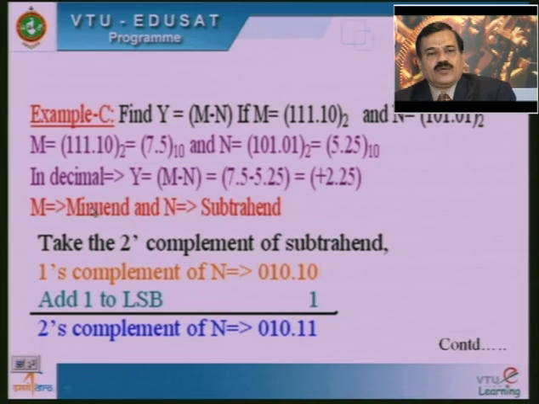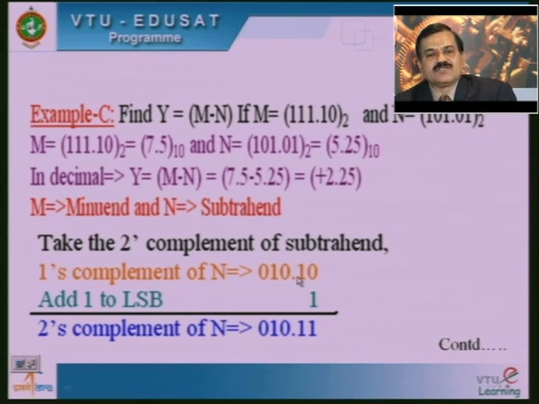Then m is the minuend and n is the subtrahend. Take the 2's complement of the subtrahend. So first the 1's complement of the subtrahend must be carried out. The n is taken as the subtrahend, therefore the 1's complement of n must be taken: instead of 101, it is written as 010.